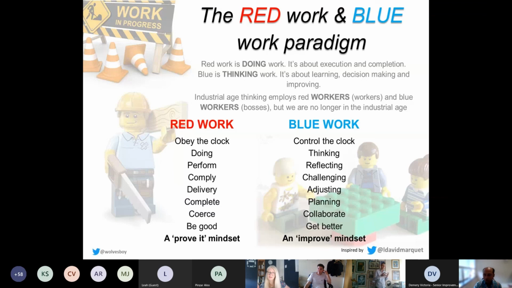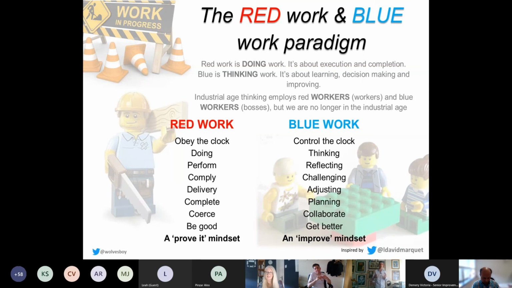But the thinking here is that the privilege of blue work is often given to certain groups of people, probably the leaders, the higher ups, the management, and the workers, the doers, they're the ones who do the day-to-day. They aren't given the opportunity to be involved in that blue work thinking time. But that's very much that industrialized thinking where you have bosses and workers, and work is based on physical labor. We're not in that world anymore. We want to encourage thinking. We're in a thinking environment.